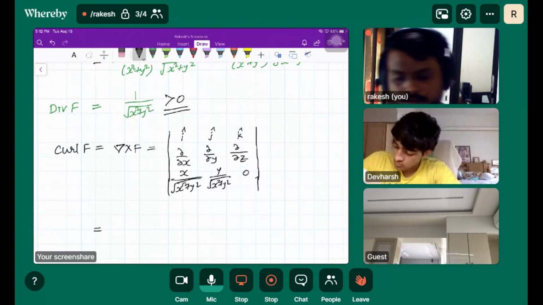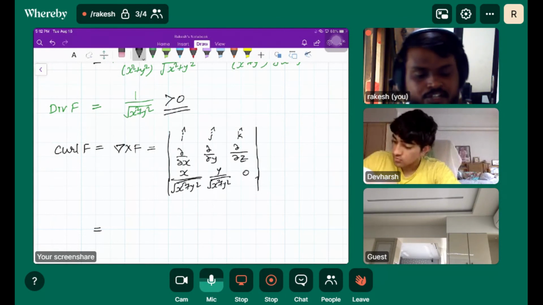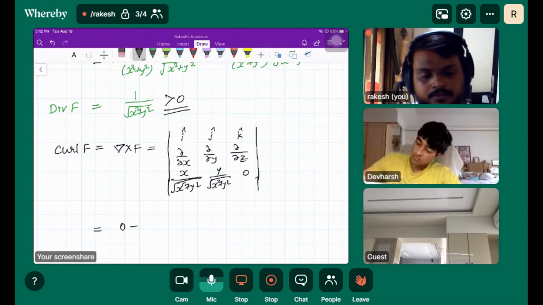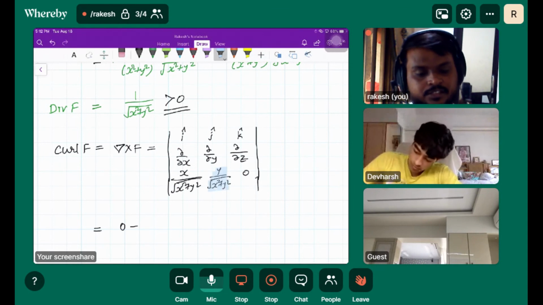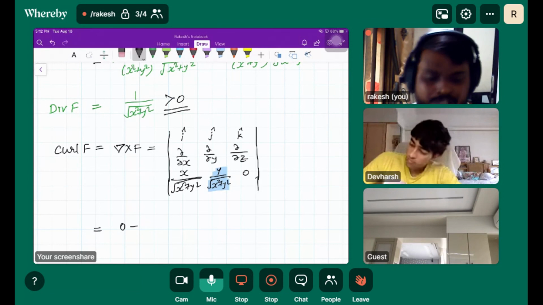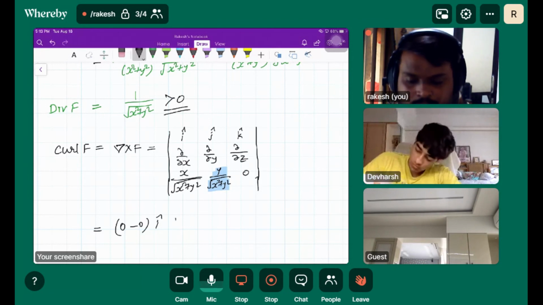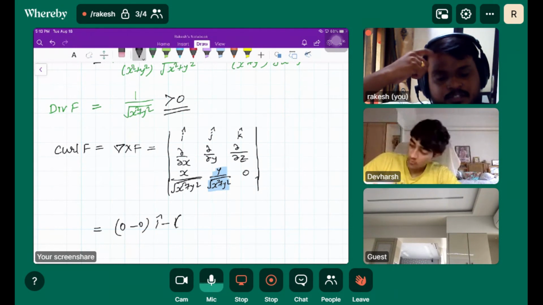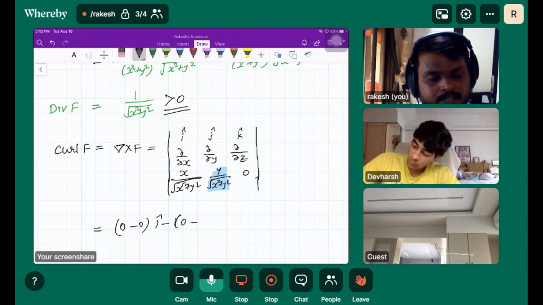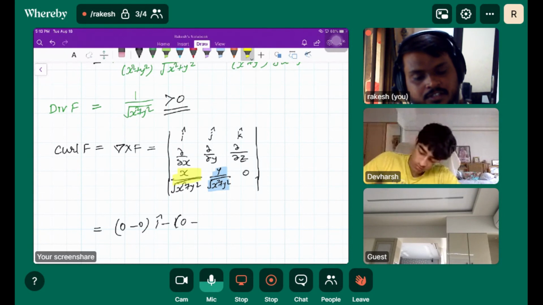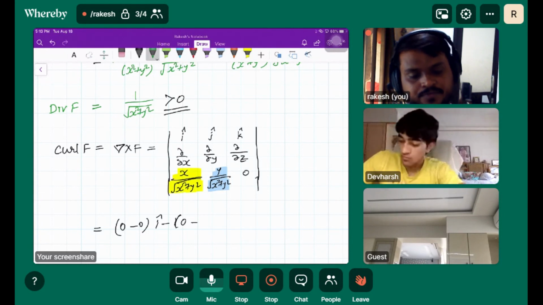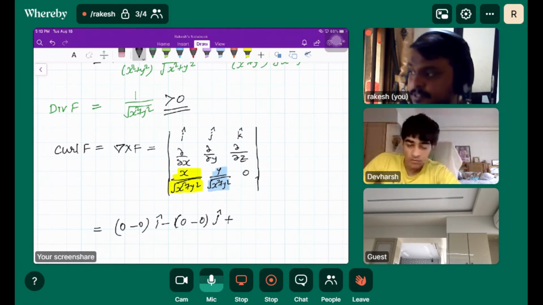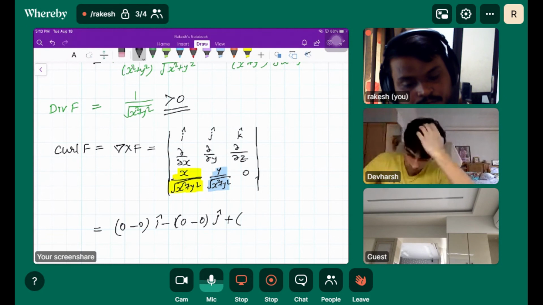So partial derivative of 0 with respect to y is 0, minus partial derivative of this whole term with respect to z is 0 again because there is no z in it, i cap. Minus, partial derivative of 0 with respect to x is 0, minus partial derivative of this term with respect to z is 0. So that's 0 j, plus now partial derivative of which term?